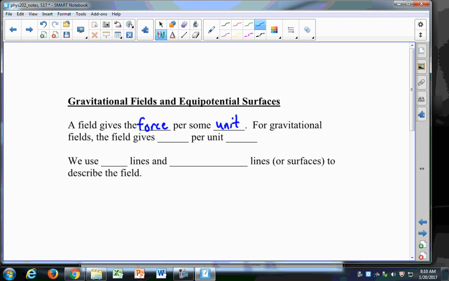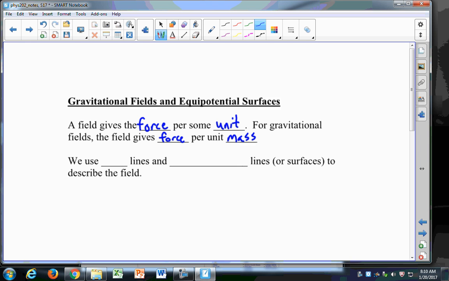In fact, my wife likes to call them force fields, right? Because they describe a force that something will feel. In the case of gravitational fields, that unit is going to be mass. So the gravitational field gives the force per unit mass. In the next chapter, we're going to see the electric field, which will give the force per unit charge. So we're going to have forces, and then we're going to have fields, which are a force per unit mass in this case, or sometimes a force per unit charge in electricity.